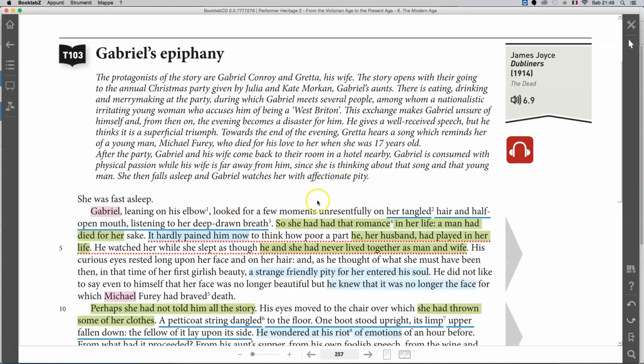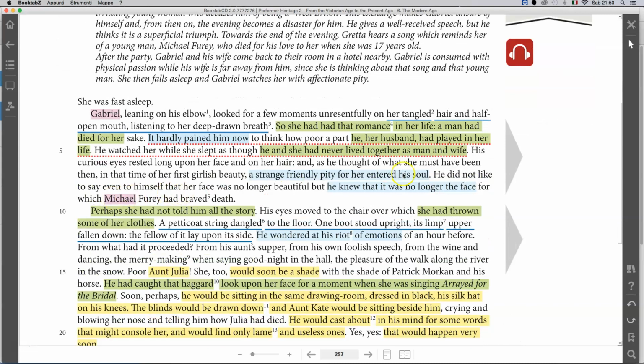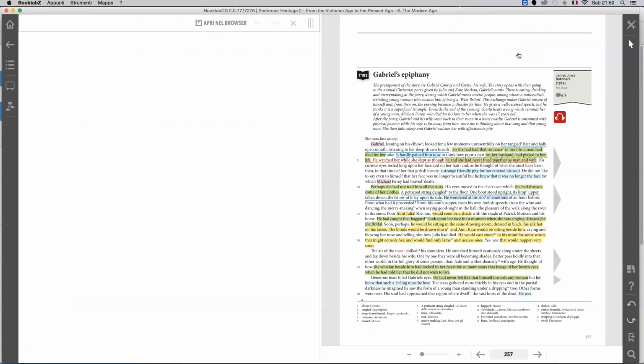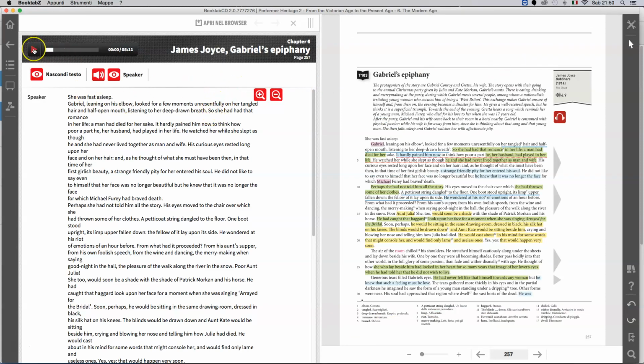And this is the passage which follows, and I just want you to listen to this recording with an extract of this passage. After this, we are going to analyze this passage.